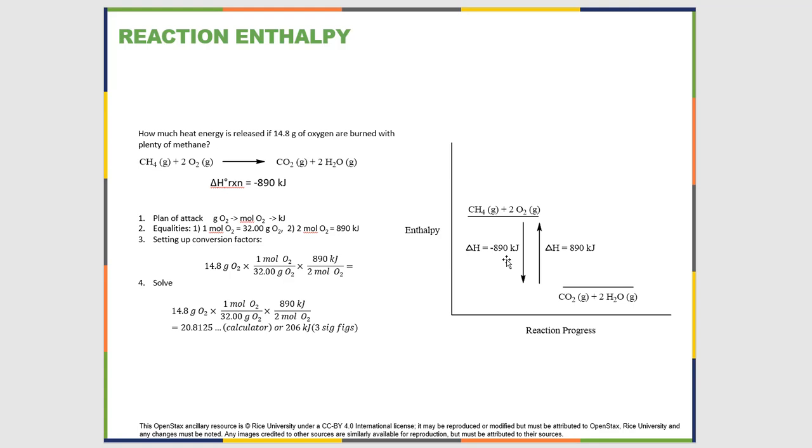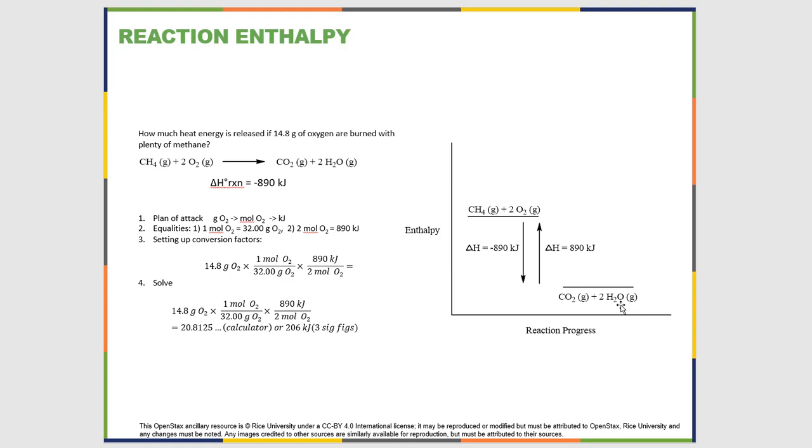Now what's really important to note is that 890 kilojoules of energy that's released is for the reaction as written. That's for 1 mole of methane, for 2 moles of oxygen, to form 1 mole of carbon dioxide, and to form 2 moles of water. The amounts are essentially the stoichiometric coefficients.